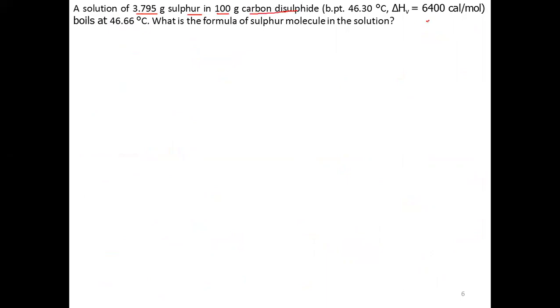Carbon disulfide is CS2. This is carbon disulfide. Its boiling point is given 46.30 degrees Celsius and enthalpy of vaporization is given 6400 calorie per mole. He says that this solution boils at 46.66 degrees Celsius. What is the formula for sulfur molecule in the solution?